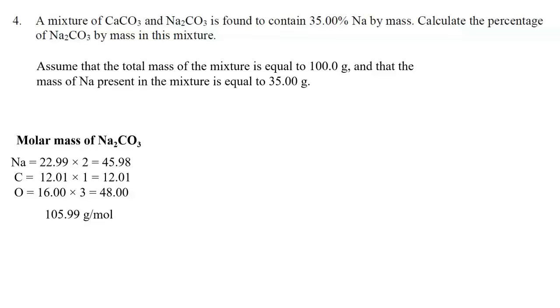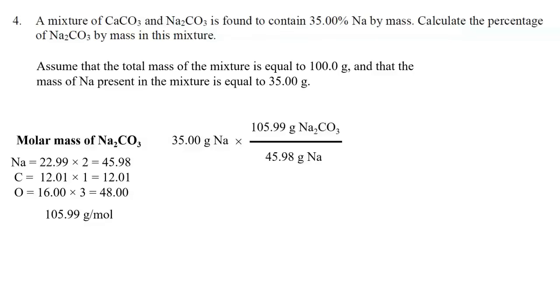Now, if we know that 35.00 is the grams of sodium, can we use the information from the periodic table to convert from grams of sodium to grams of sodium carbonate? Yes. So we'll start with 35.00 grams of sodium. Let's put grams of sodium on the bottom and grams of sodium carbonate on the top. This comes directly from the information on the periodic table.